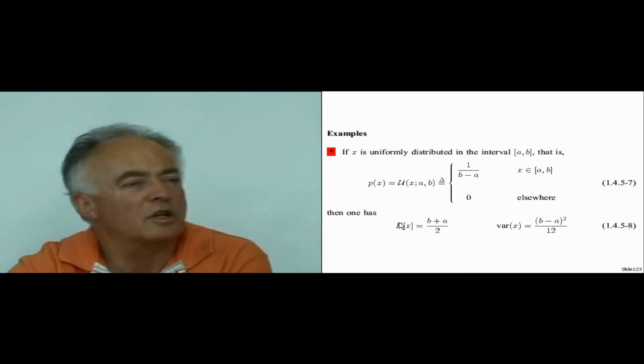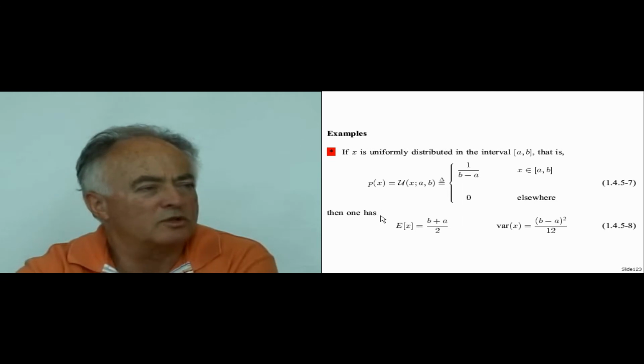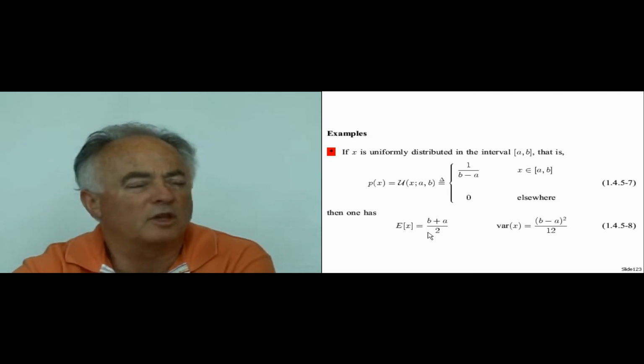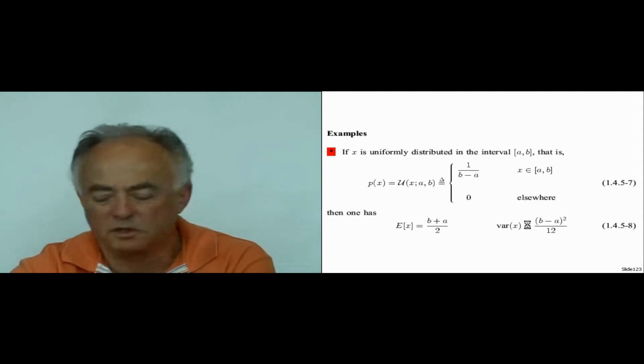In this case, as far as moments are concerned, the mean will be the midpoint of that interval, b plus a over 2, and the variance is b minus a squared over 12. Again, these are small exercises. I would suggest that you go through them if you are not familiar with this material.